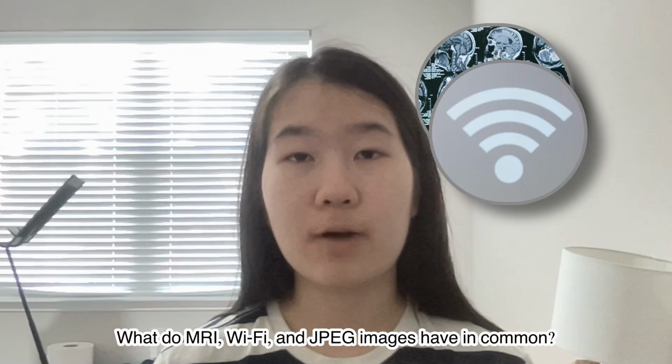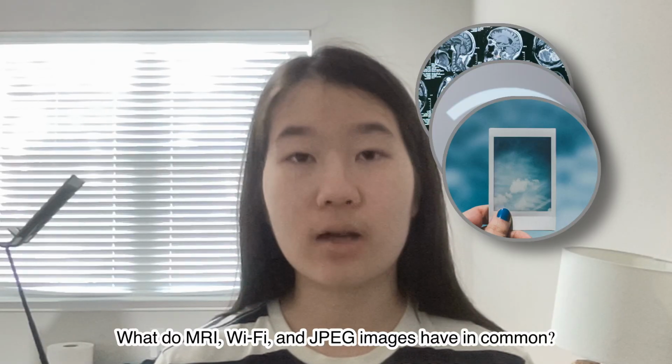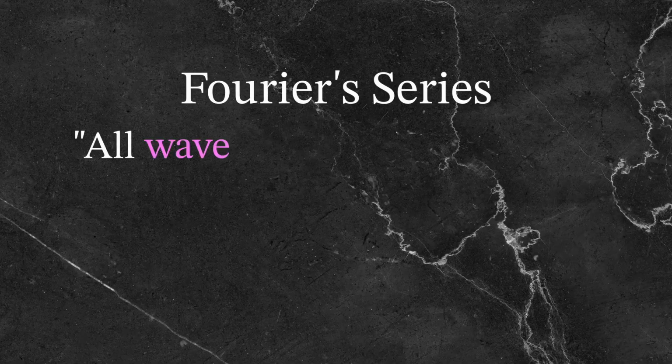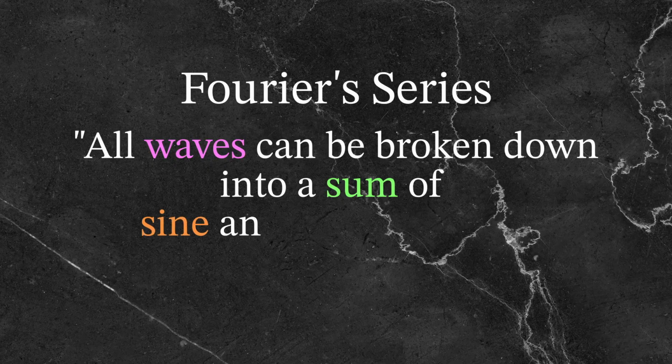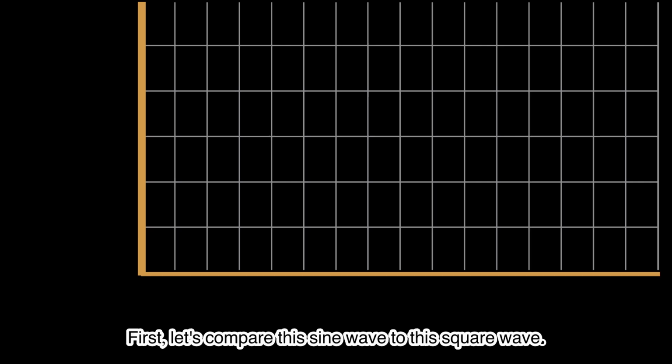What do MRI, Wi-Fi, and JPEG images have in common? French mathematician and physicist Joseph Fourier found the Fourier series and transform. Fourier series states that all waves can be broken down into a sum of sine and cosine waves.